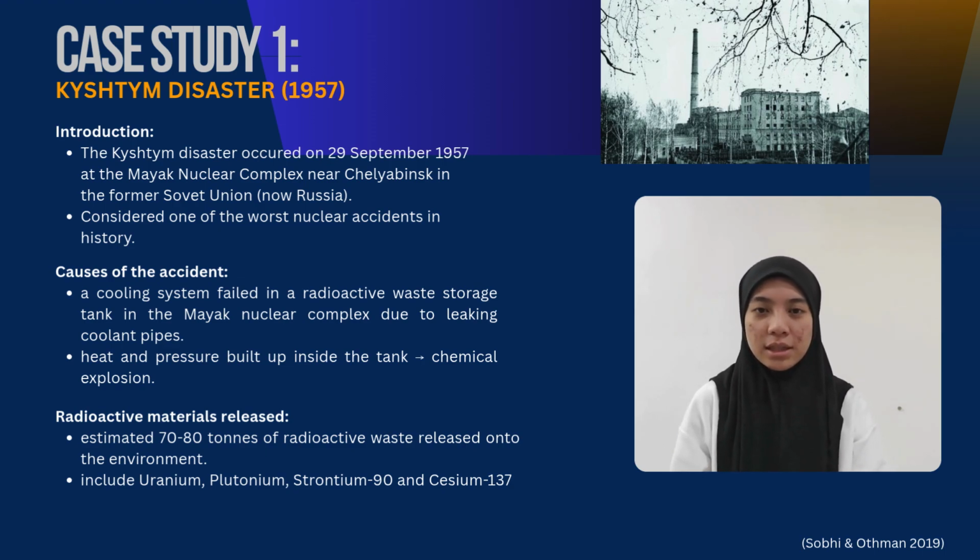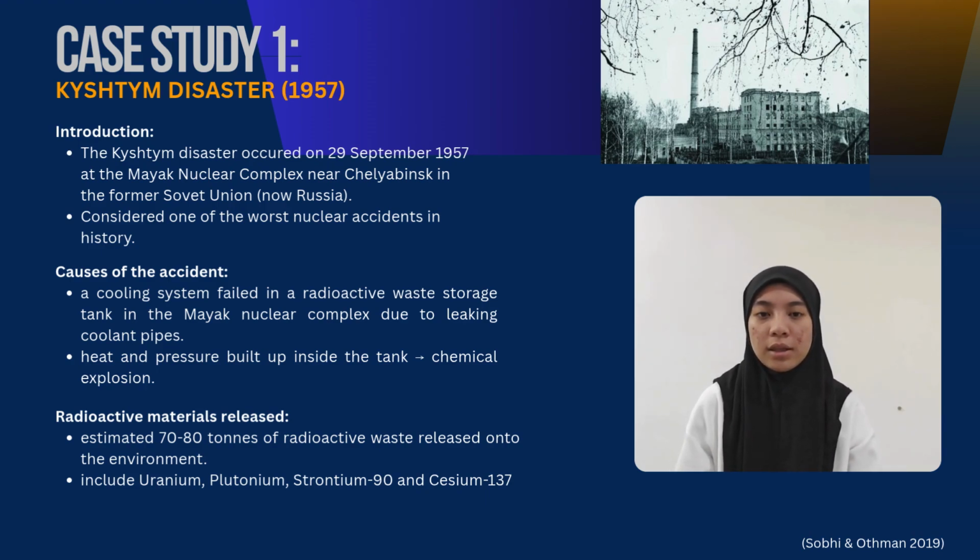The Kyshtym disaster occurred on 29 September 1957 at the Mayak nuclear complex near Chelyabinsk in the former Soviet Union, which is now Russia. It is considered one of the worst nuclear accidents in history. This accident started when the cooling system of a radioactive waste storage tank failed due to leaking pipes. As the tank became hotter, pressure built up until it exploded.